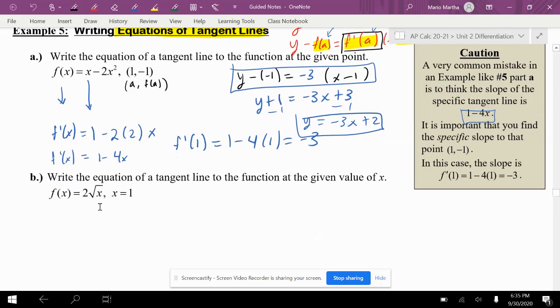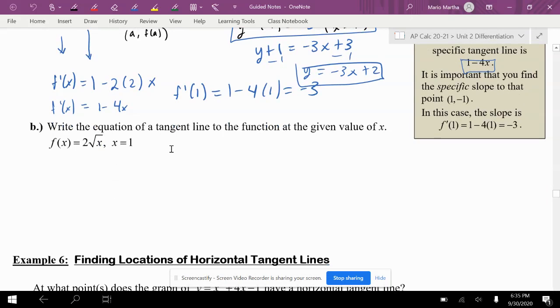Okay, now looking at example B, we want to write the equation of the tangent line to the function at the given value of x. So again, here we have our y minus f of a equals, again, f prime of a, and then x minus a. And again, the things that I have: I have f of x equals 2 times the square root. I'm looking for, again, the equation of the tangent line.